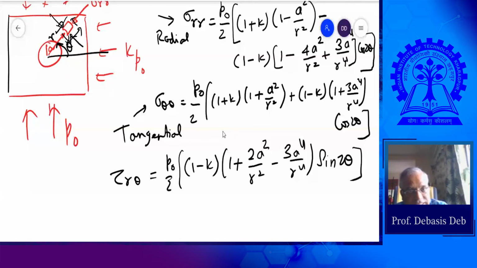Basically, these are the induced stresses. This sigma RR, sigma theta theta, and tau r theta are the induced stresses developed because of this circular hole. And you can see how it is relating to in situ stress. This is my in situ stress, and K is also in situ stress, meaning the in situ stress parameter. So how the induced stress is related to in situ stress, he has shown us this.